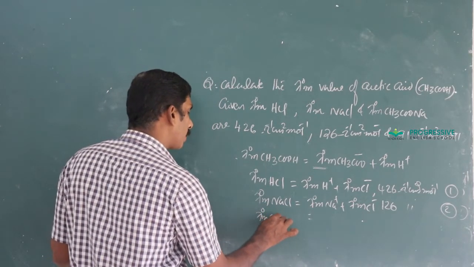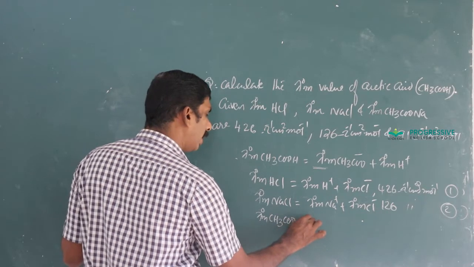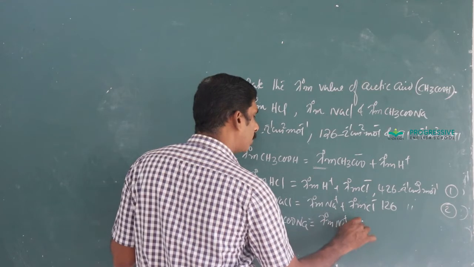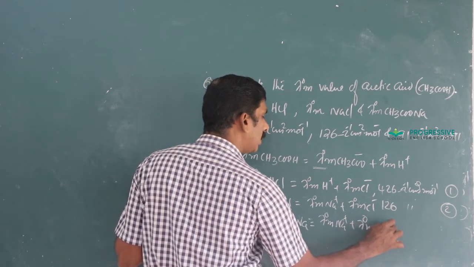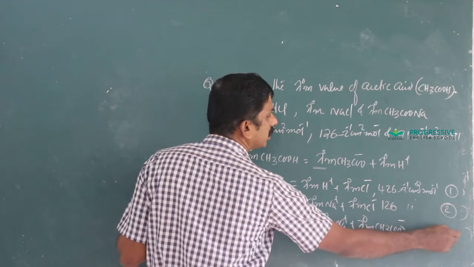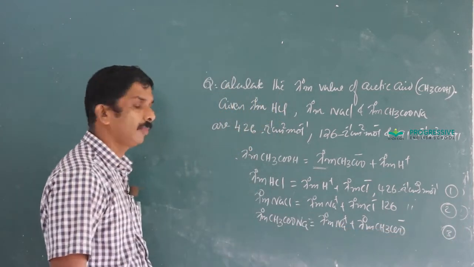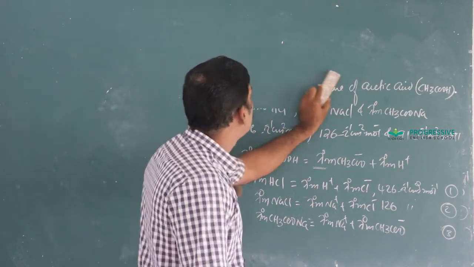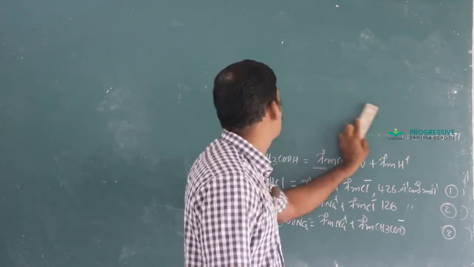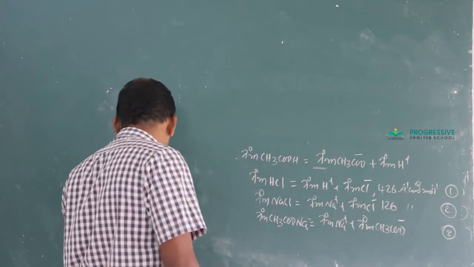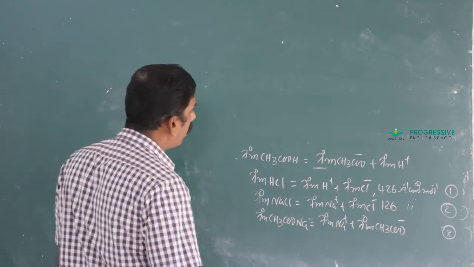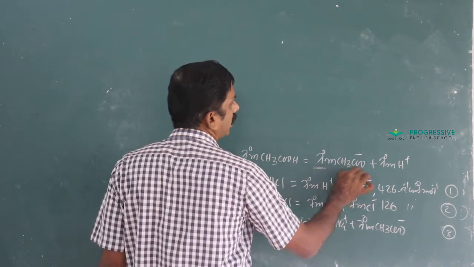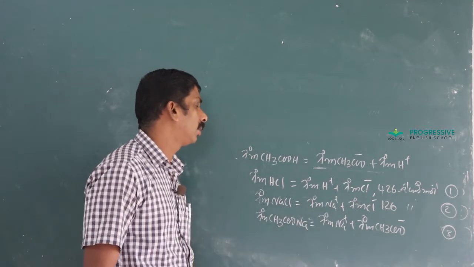Lambda 0m CH3COONa equal to lambda 0m Na plus lambda 0m CH3COO minus, third equation. By using the three equations, that is equation 1, 2 and 3, how will you reduce the required equation from the given three equations?